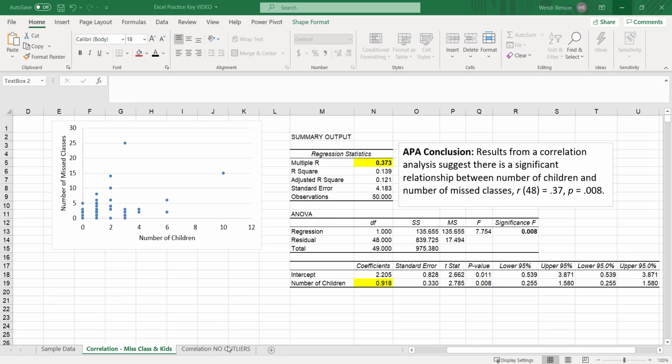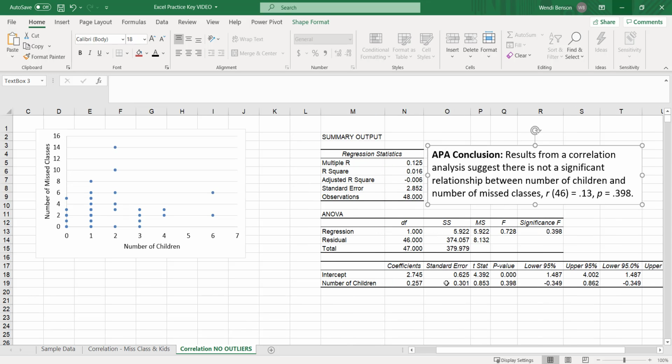All right, let's have a look at the APA conclusion with no outliers in the data. So here, results from a correlation analysis suggest, right? That's how we always start. There is not a significant relationship, right? Because in this case, our p-value is greater than 0.05. It's just too likely that any trend here is just a fluke.